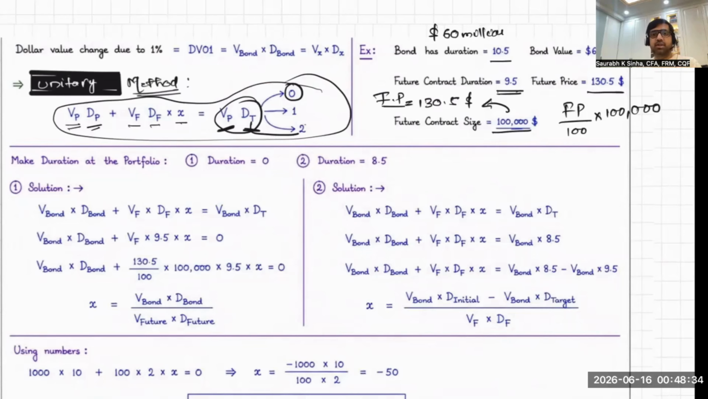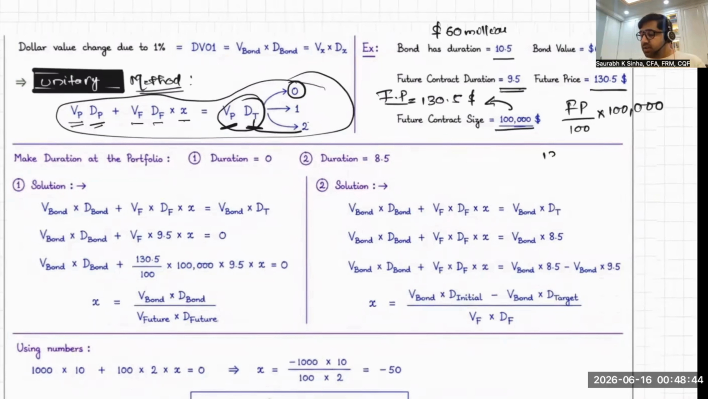This is a quotation; you can't do anything about it. This is the way certain markets and certain instruments quote their prices. So it is saying 130.5 percent of $100,000, so the final price is 130,500. That is the final future price. Now the question is, if I want the target duration to be zero, then what is the number of future contracts I will sell?